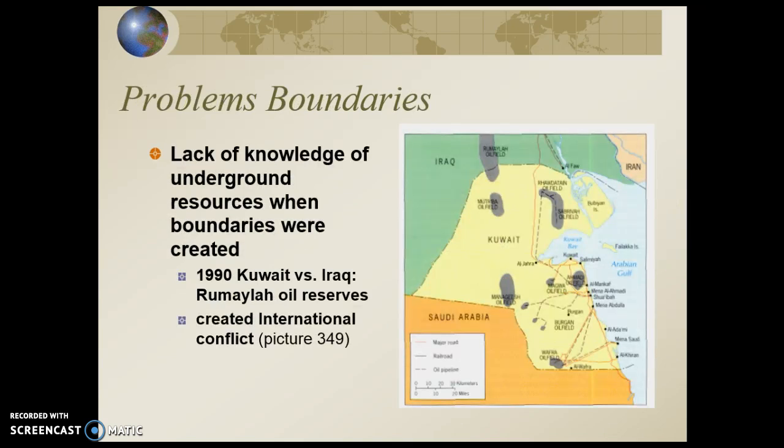Right. So the problem with boundaries is that sometimes states draw boundaries without knowledge of underground resources, and this can lead to conflict. A great example of that is the oil fields in Kuwait and Iraq. Wow, Iraq didn't realize that there were all these oil fields in Kuwait, and this one here goes across boundaries. And so this can cause problems, in this case creating an international conflict between Iraq and Kuwait when Iraq invaded to take over the oil fields of Kuwait.